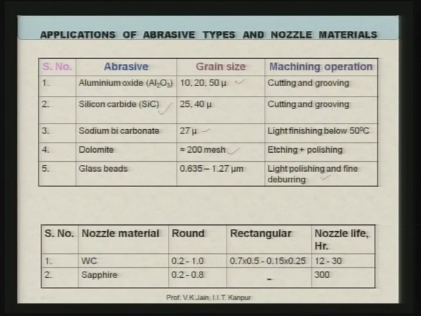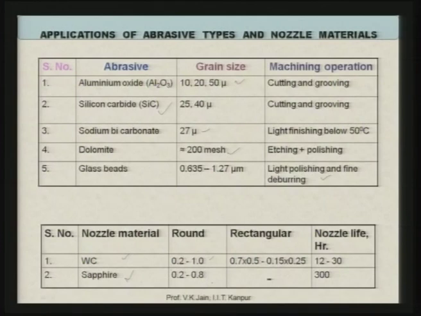Two commonly used materials for making the nozzles are tungsten carbide and sapphire. If they are round, then their size is somewhere 0.2 to 1 millimeter in case of tungsten carbide and 0.2 to 0.8 millimeter in case of sapphire.